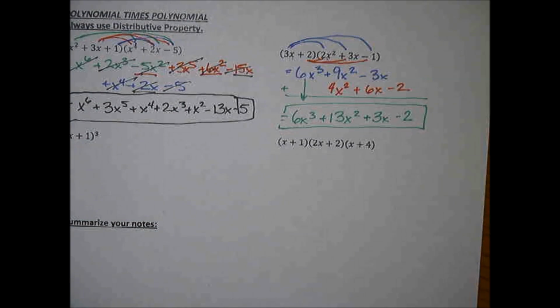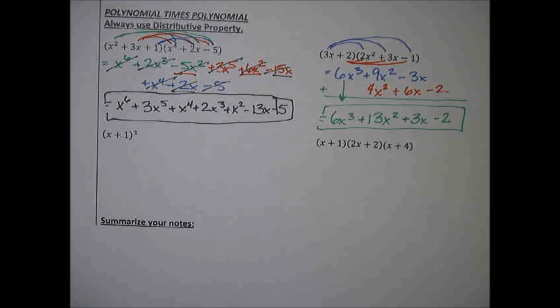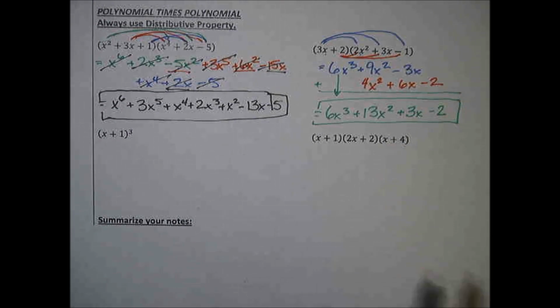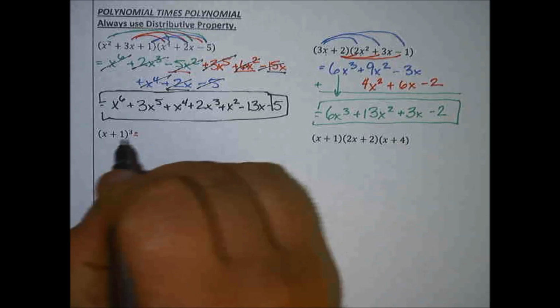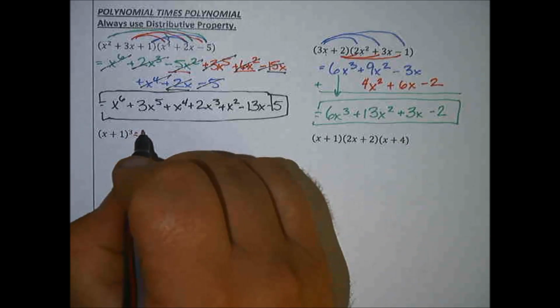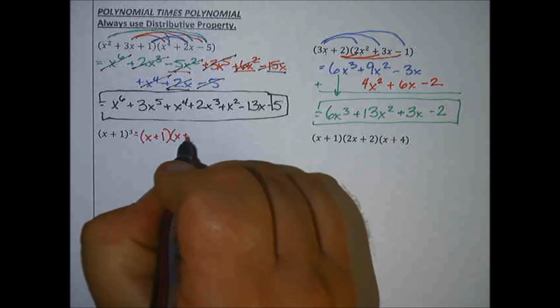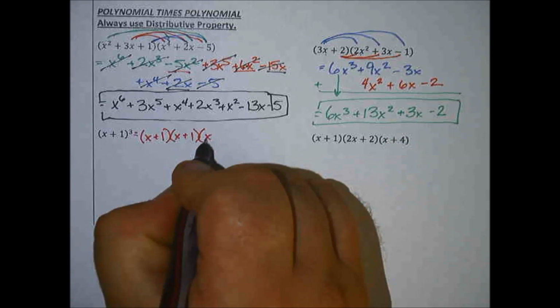Alright, I'm going to help you out with one step of this next problem, and then you're going to do it, and you're going to do both of these. Okay? So the first step here is just saying that since this is cubed, it's like saying x plus 1 times x plus 1 times x plus 1.